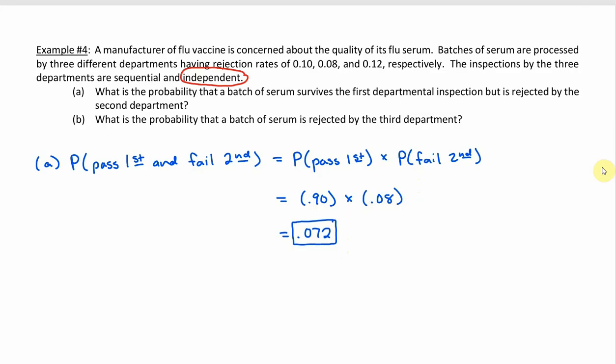Right? If 9 times 8 is 72, 0.9 times 0.08 must be that.